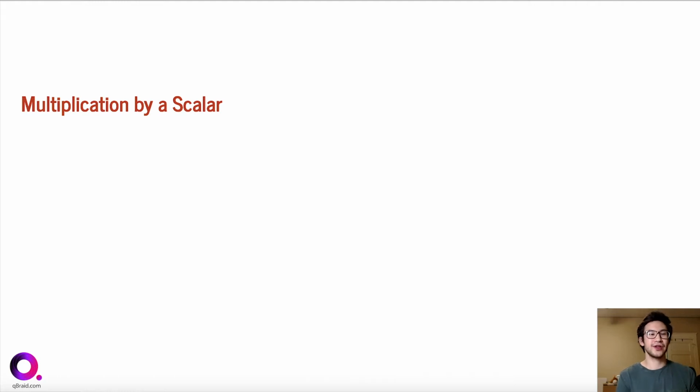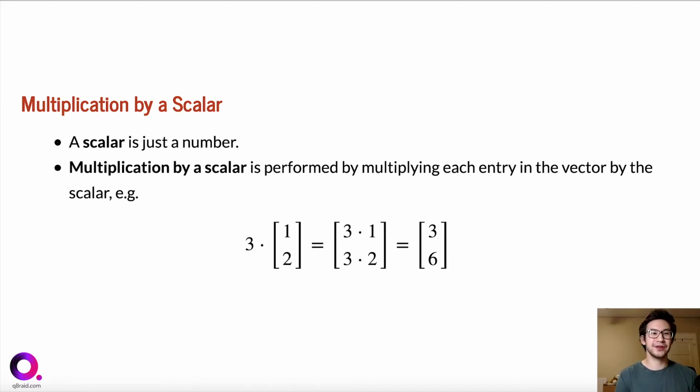Now, another common operation on vectors is multiplication by a scalar. Now, a scalar is just a fancy name for a number. So multiplication of a vector by a scalar is performed by separately multiplying each entry of the vector by the scalar, like this example.